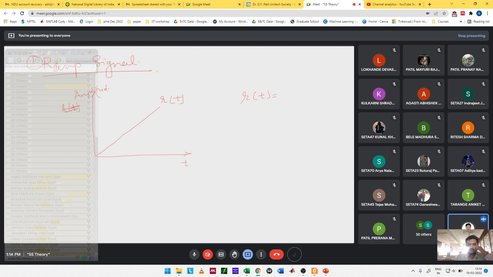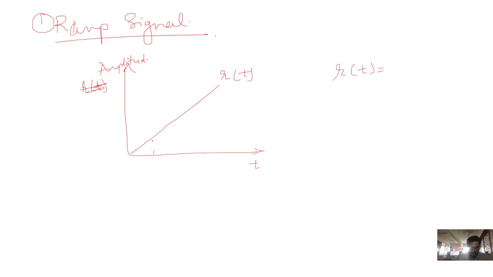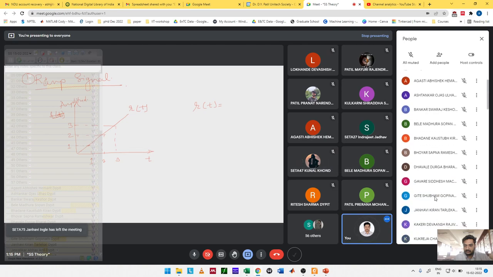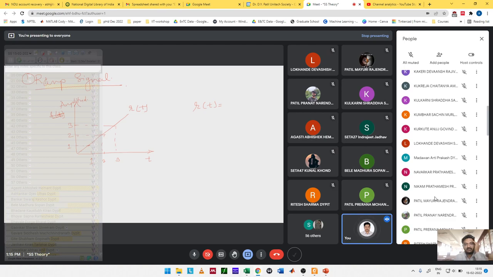Tejas, can you help me to write the equation for r of t? So how can it be written? For 1 second its value is 1, for 2 seconds its value is 2, for 3 seconds its value is 3, and so on. Now can anyone tell me what can be the equation? Madhura, Kaustubh, Sapna, Chaitanya, Shraddha, Sachin, anyone? Have I asked a difficult question? Kunal? Yes, what can be the equation for r of t?